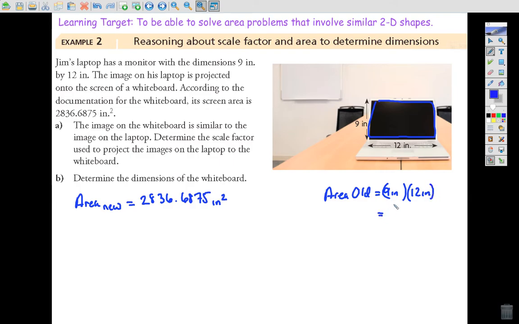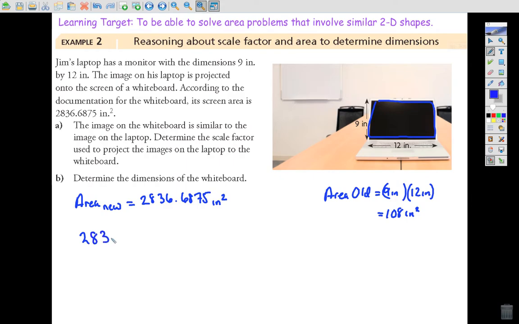So if we calculate that out, we've got 9 times 10 would be 90. 2 more would be 18. So 18 and 90 gives us 108 inches squared. So you've got to think, how did this new area come about? Well, the new area came about by multiplying by the scale factor squared.